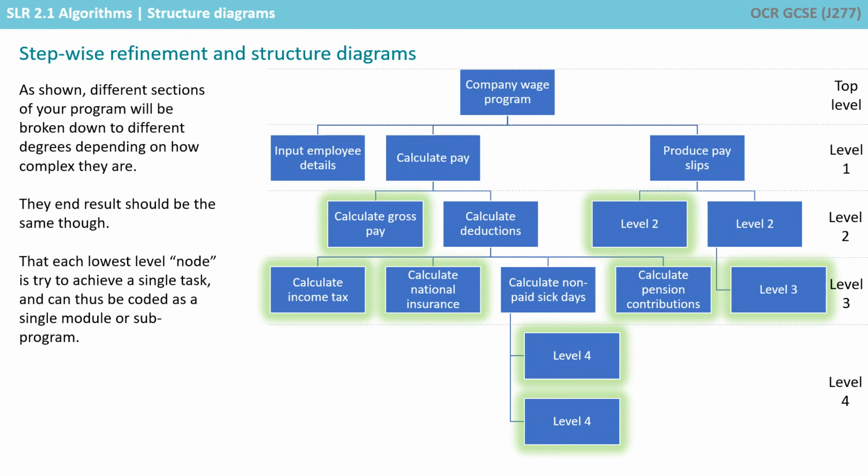As you can see from the example we've been building up on the right, different sections of your program will end up being broken down to different levels. It all depends how complex they are. The end result, though, is always the same, and that is that every lowest level node on your structure diagram should be trying to achieve a single task. This means they can then easily be coded as a single module or subprogram.